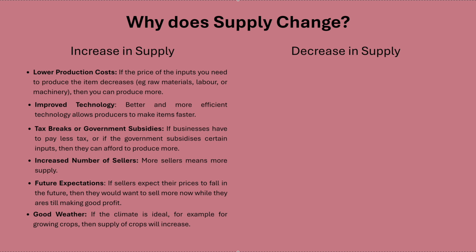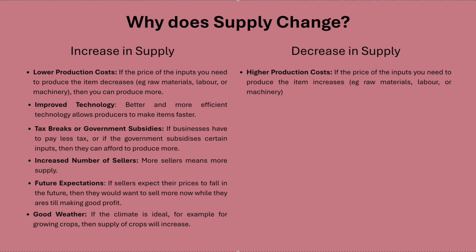Now we'll look at the things that can decrease supply. It's mostly just the opposite. Higher production costs. If the price of the inputs that you need to produce the item increases, then you can't afford to produce as much. So, like if the minimum wage increases, for example, then you have to pay your workers more, so your cost of production increases, so you can't supply as much.